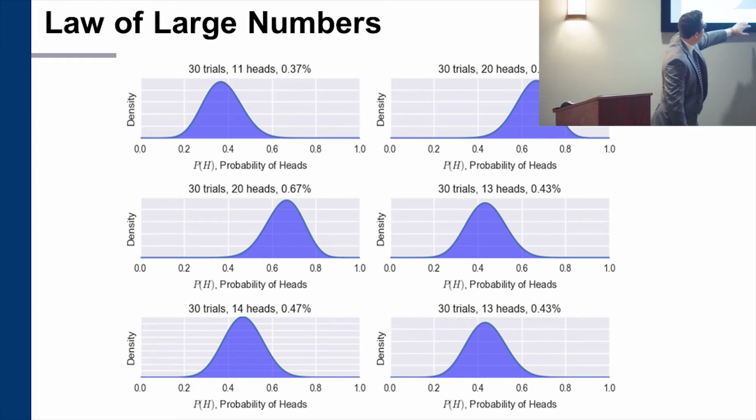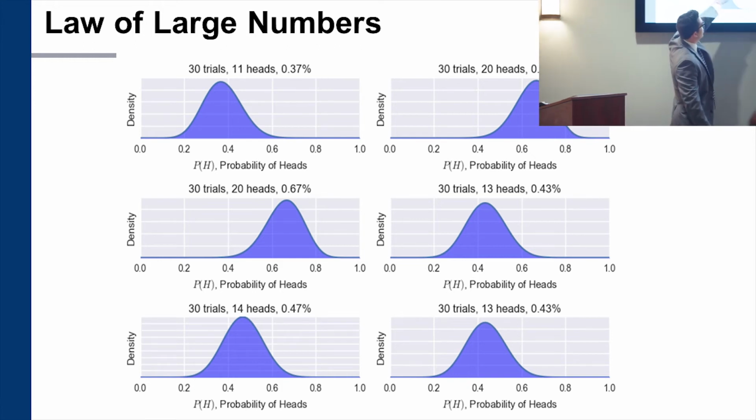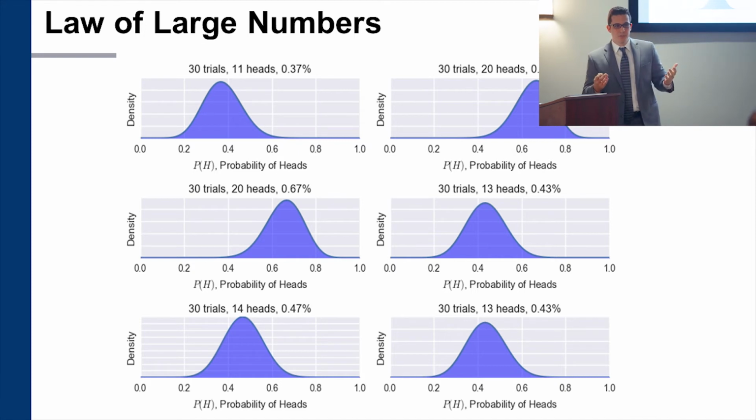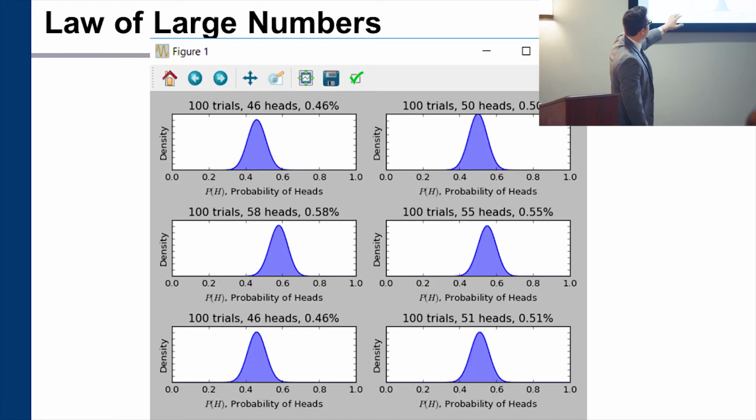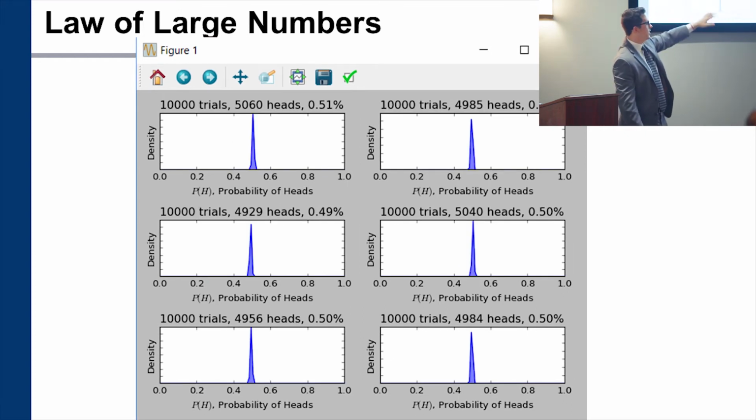So a simple example is 30 coin flips. You can see how much it varies, right? 40%, 67%, 37%. So even though we know a true coin flip is 50-50, with a small sample size, it's not the case. So as we increase the trials, you can see we move closer to 50, but still a lot of fluctuation, right? And then if you move to 10,000, you can see it's all 50%.